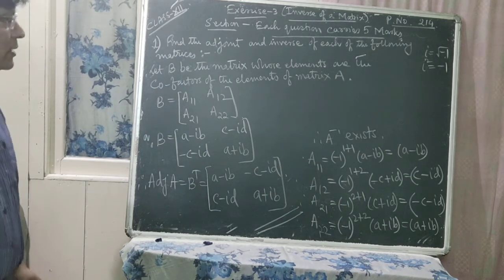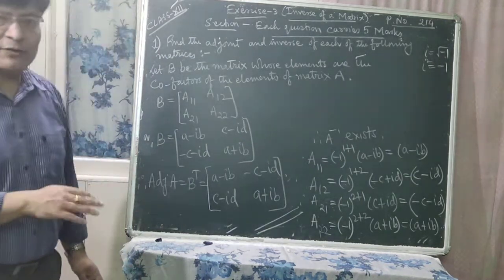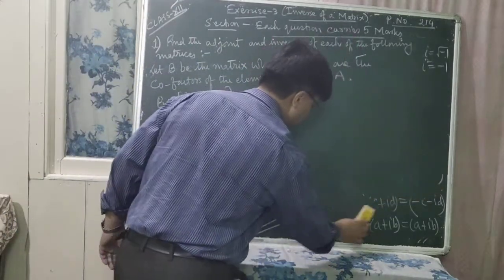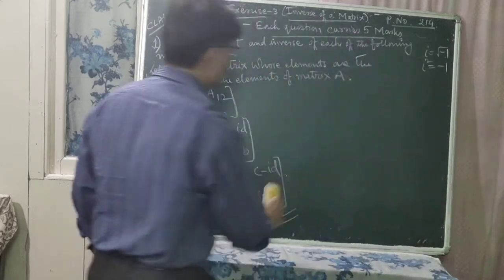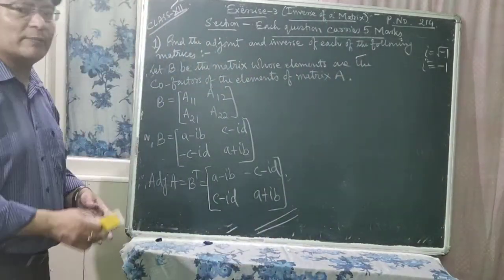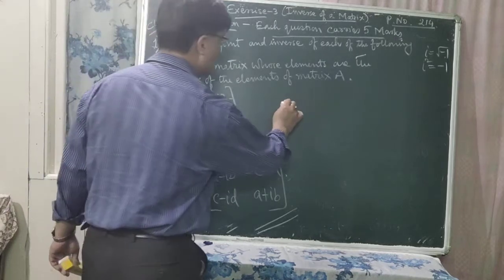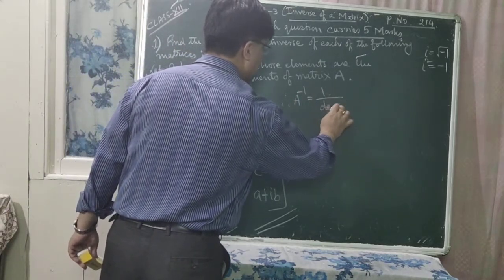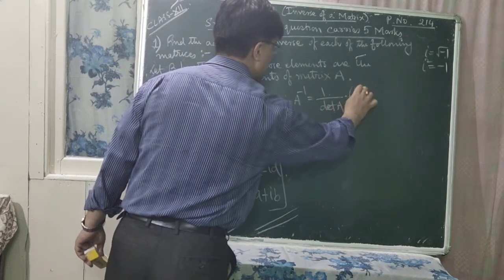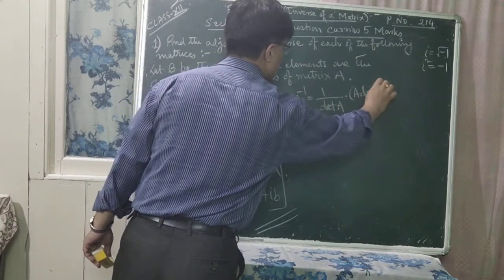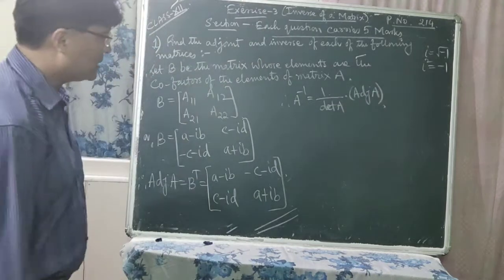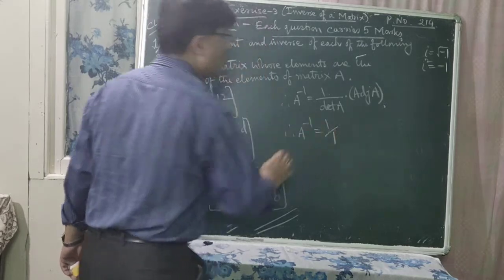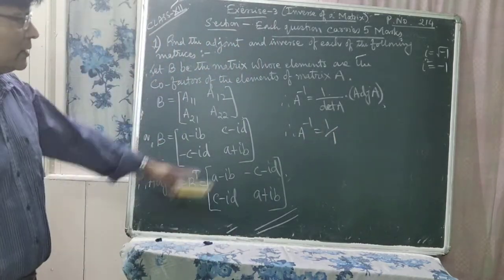So is that understood? Now we have to find out the inverse of the matrix A. So how can we find out the inverse of the matrix A? You know the formula. The formula is A inverse is equal to 1 upon det A into adjoint A. This is the formula, right? So A inverse is equal to 1 upon det A, and det A was 1, isn't it? We just calculated it. Det A is 1.